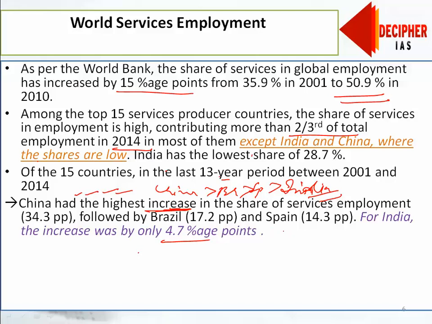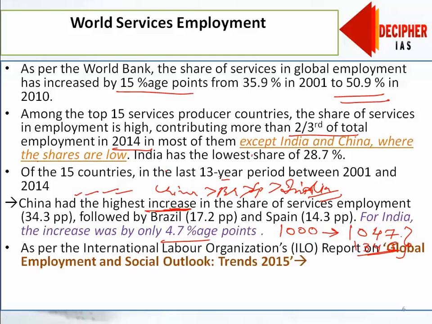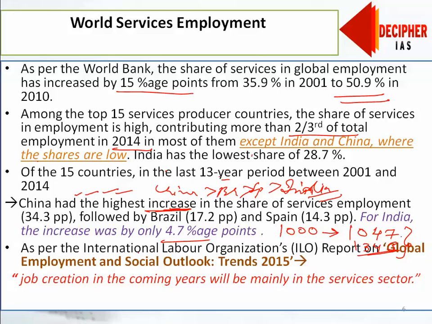Suppose previously we had 1000 jobs generated in the services, now we have 1047 only. But China has generated 1343. That is the difference. So we need to work on how to improve the job generation in these services. And also, according to the Global Employment and Social Outlook Trends 2015 report of the International Labour Organization, job creation in coming years will be mostly in the services sector.